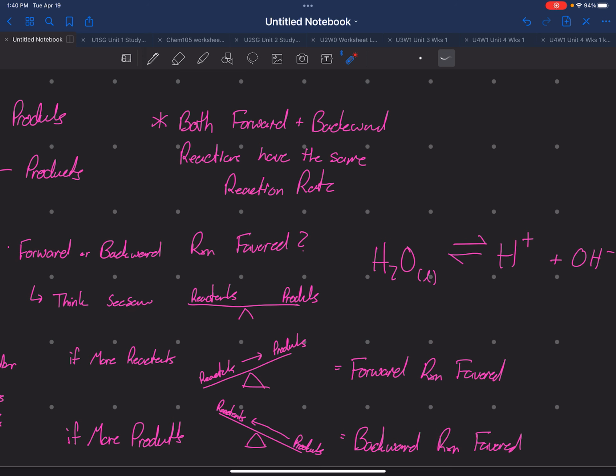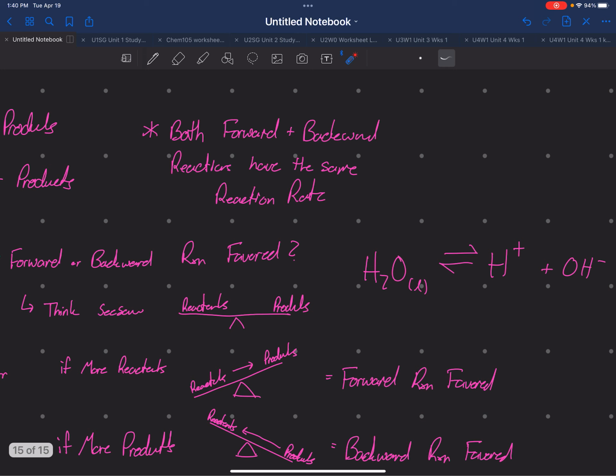So in this case, let's say you had an empty container and you put some water in it. Which reaction would be favored? Well, since you just put water in it and there was none of this, there are going to be lots of reactants, but no products. So the products are going to increase. So forward reaction favored.